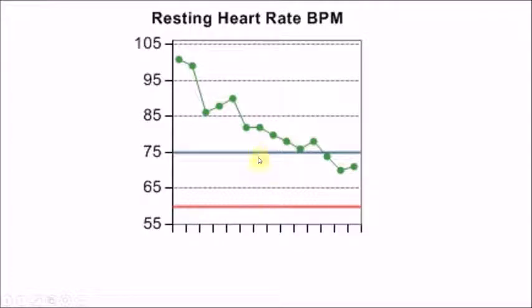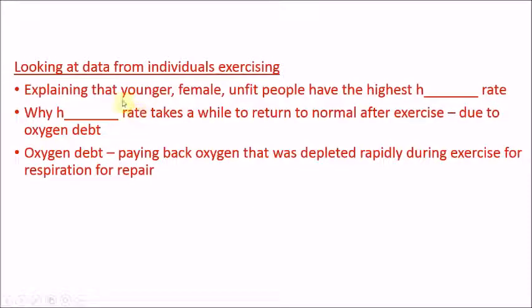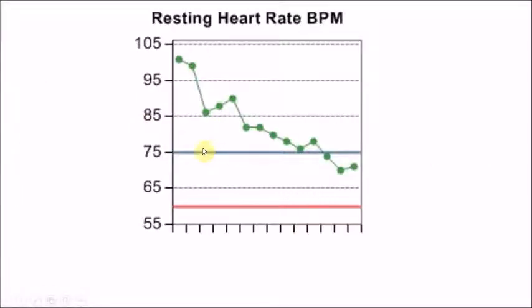There's two different resting heart rates here. They just show resting heart rates of someone who is fairly unhealthy, and then fairly healthy and active is the red line. Now, looking at data from individuals exercising, you need to be able to explain that younger, female, unfit people have the highest heart rate. So that would be this blue line here.